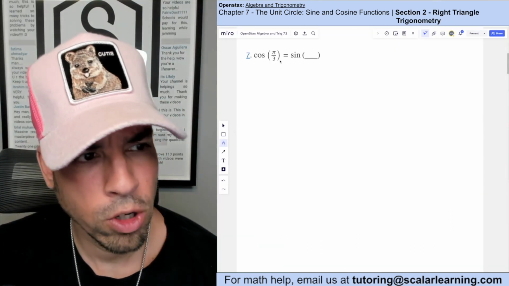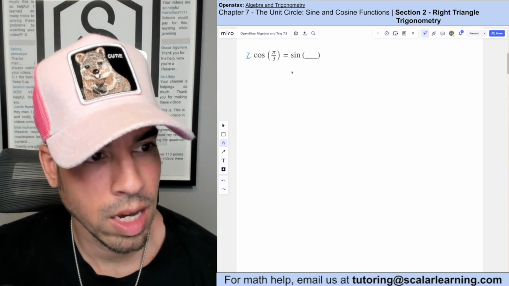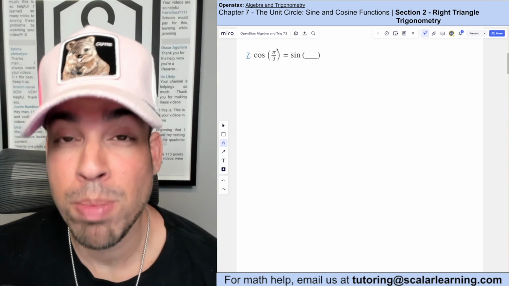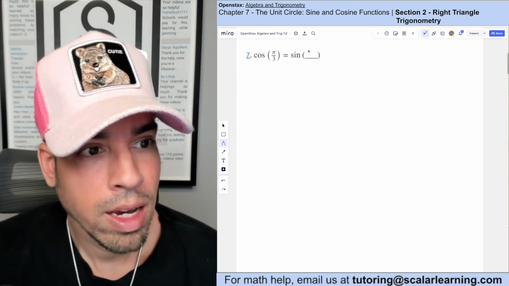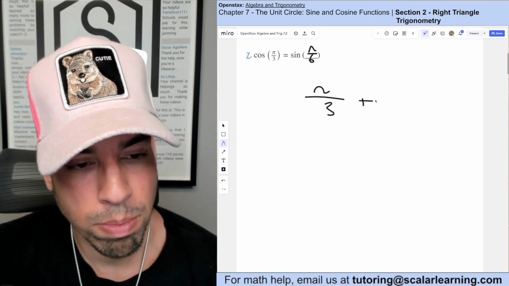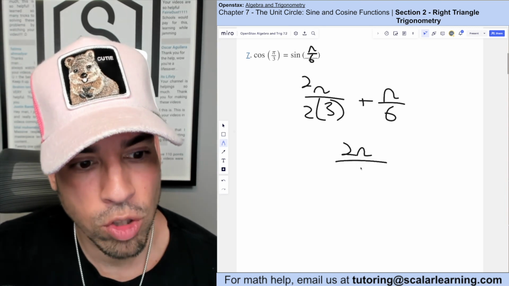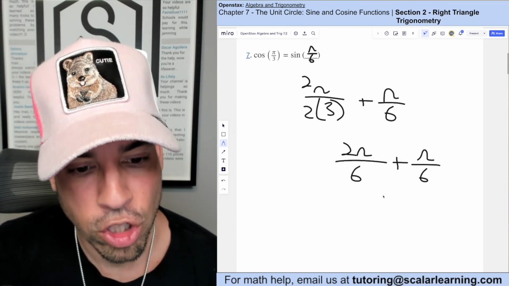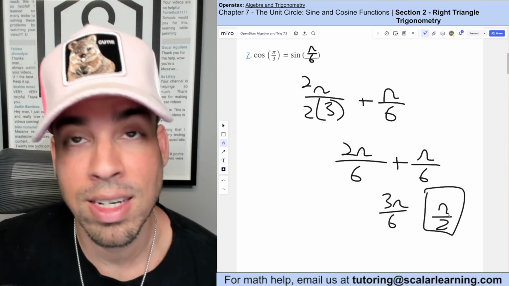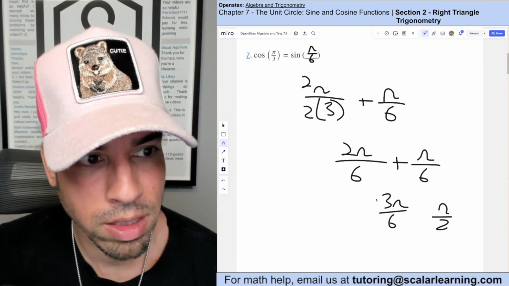For this one, using the cofunction identity, cosine of pi over 3 is equal to sine of the complement of this angle. Since we're in radians, we're asking what plus pi thirds gives us pi halves, that's 90 degrees. That's going to be pi over 6. I can show that these two are complements because pi thirds plus pi sixths, multiplying by 2 to get common denominators, is 2 pi over 6 plus 1 pi over 6, which is 3 pi over 6, which reduces to pi halves. Pi halves is 90 degrees in radians, so it makes sense that this is the complement. So it's pi over 6, done.